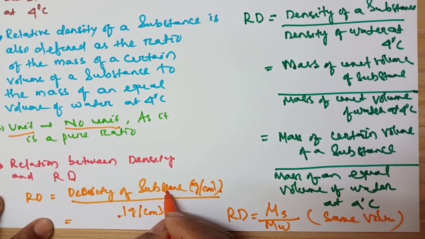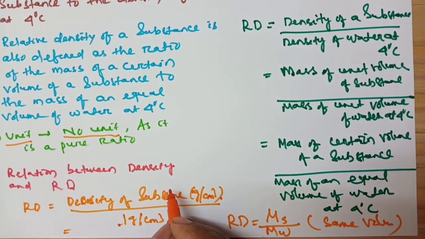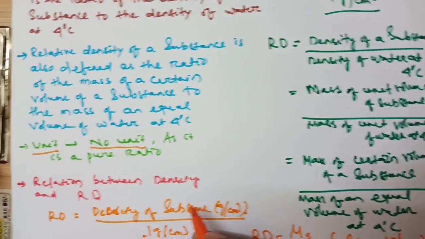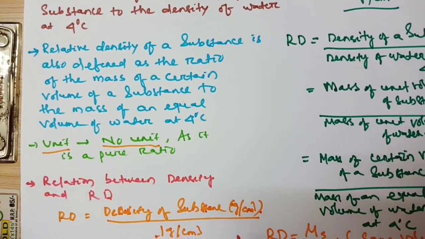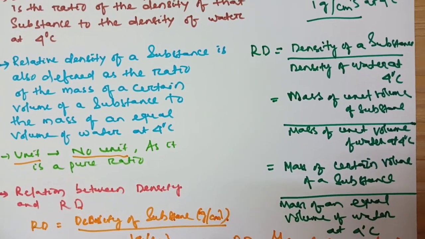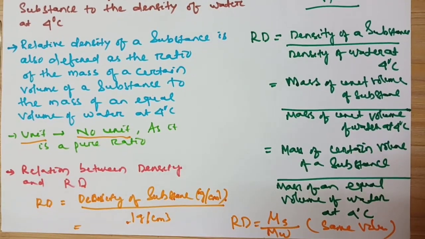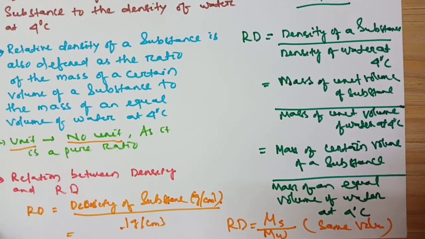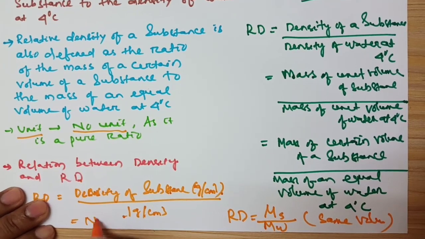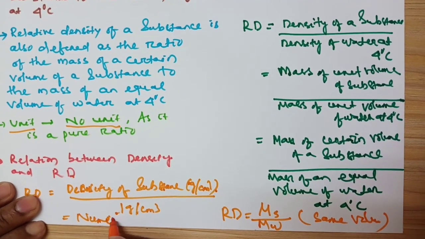Only remain density of substance. Density of substance. Suppose, one example I will tell you. Density of copper is 8.9 gram per cubic centimeter. So what is the relative density? Only the numerical value. You write only the numerical value.